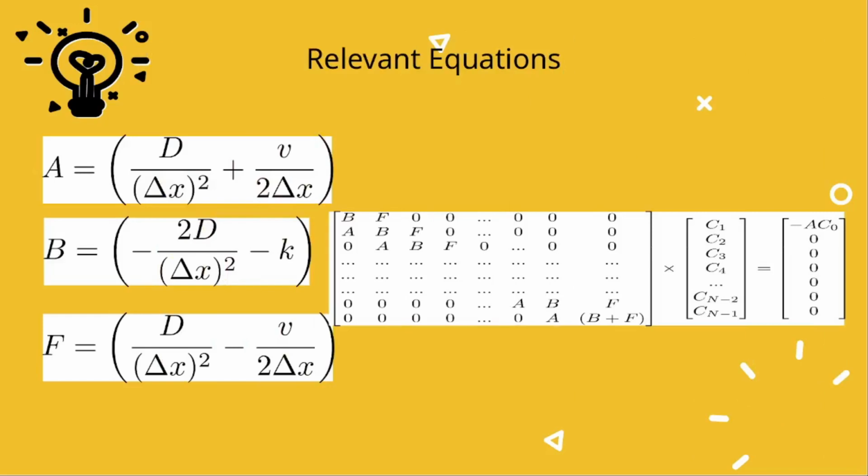So again, I calculate my A, B, and F, which are the three constants that are based on the dispersion coefficient, my velocity, my first order degradation rate, and my chosen space step, delta x. And I write my equation. This is my matrix of coefficients. These are my matrix of unknowns. And this is the right-hand side, of which I only know one term. The rest are all zeros.